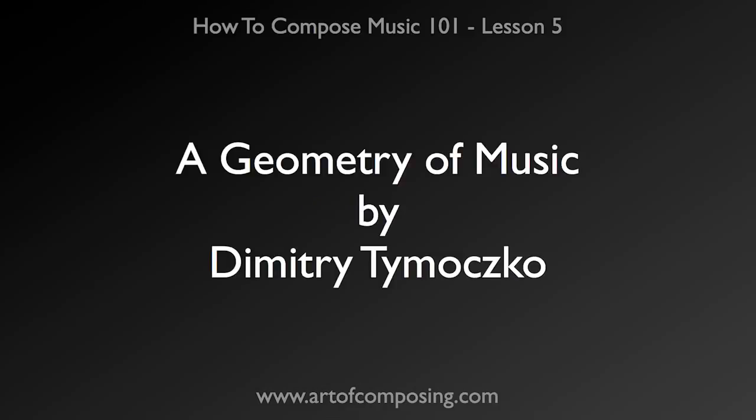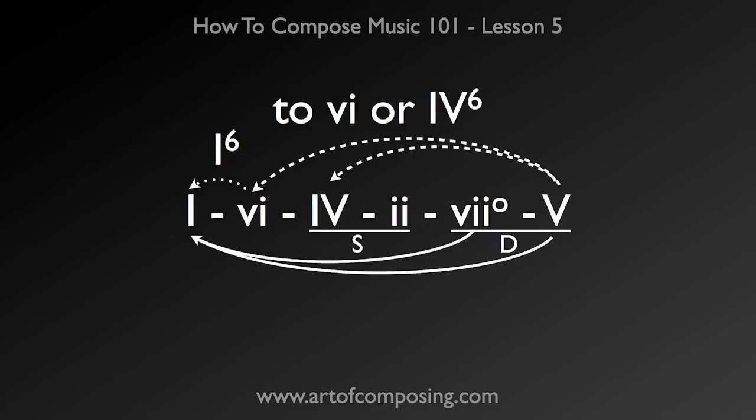A great tool for using functional harmony is in a book called A Geometry of Music by Dmitri Tymoczko. This chart makes it really easy to come up with your own chord progressions. There are basically a few rules for the chart. You can always move rightward from one chord to another by any amount. Chords can move leftwards only along the arrows.